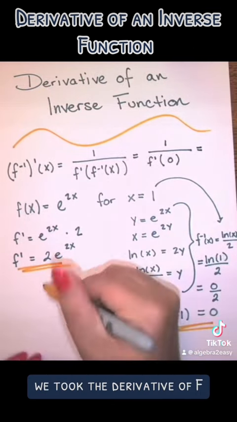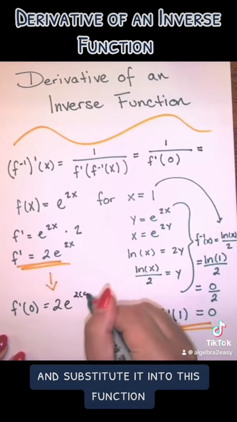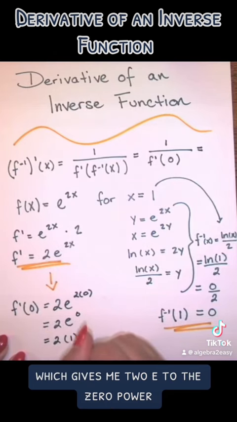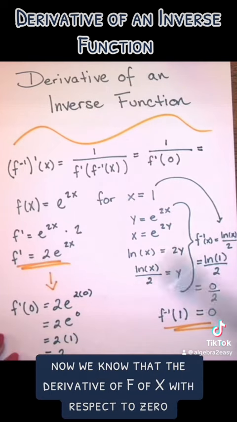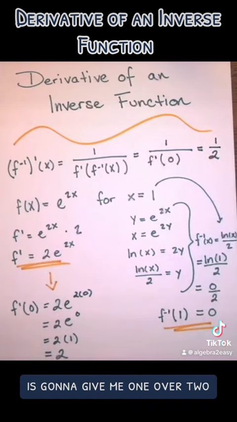Well, we took the derivative of f, so now we need to go back down here and take 0 and substitute it into this function. So 2e to the 2 times 0 power, which gives me 2e to the 0 power, 2 times 1, and 2. So now we know that the derivative of f of x with respect to 0 is going to give me 1 over 2.